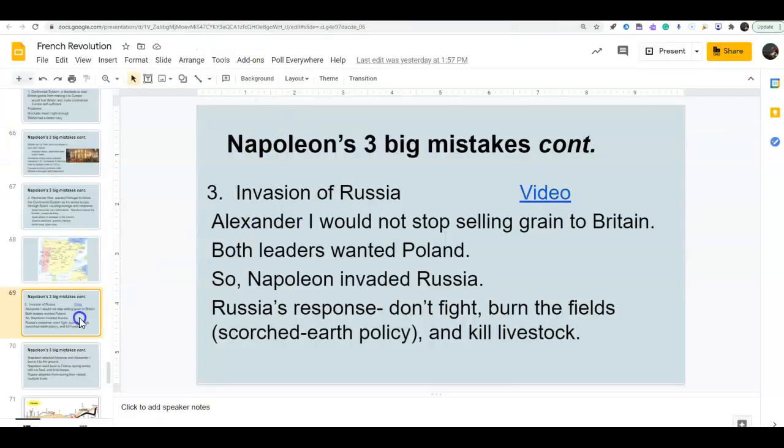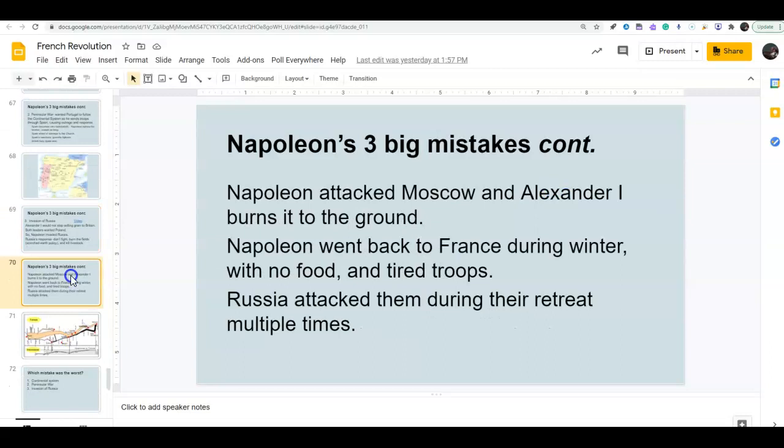So, Napoleon's going to attack Moscow. Alexander the First continues doing what he's been doing, and he burns it to the ground. So, winter is hitting, and there's no shelter for the French troops. So France has to head back home. The troops are tired, they're freezing, they're starving, so Russia decides to attack them.